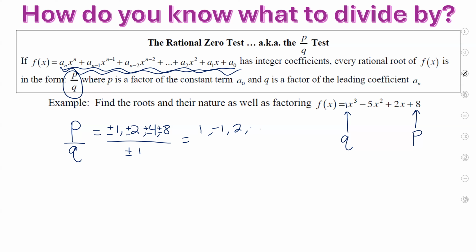2 could be a solution, and so can -2. 4 and -4, 8 and -8. These are all possible solutions. We're going to have to do a lot of guessing and checking. I recommend that you start off with the smallest numbers.